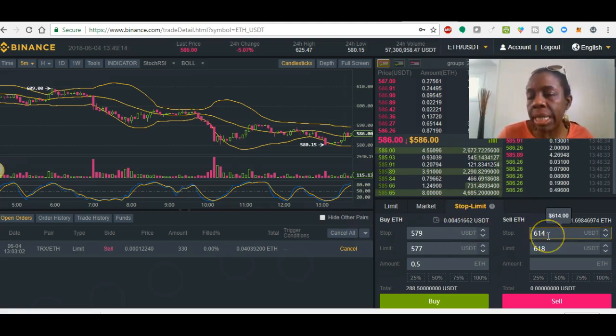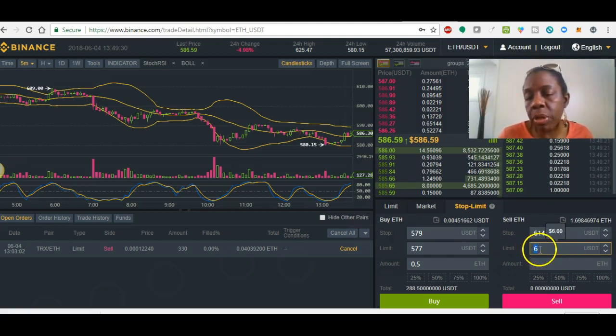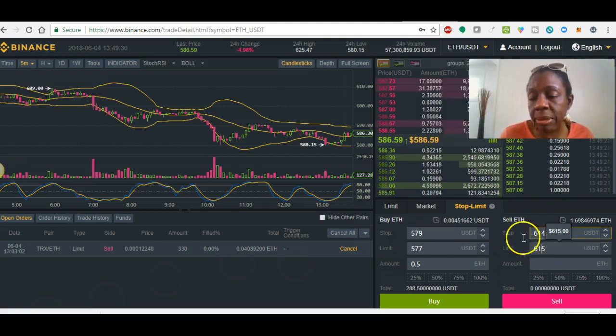So as the price is going up, once it hits $614, I want the trading bot to set up a market order, which is an instant order, to purchase, no, did I say purchase? To sell. My keyboard is just so sticky and slow.